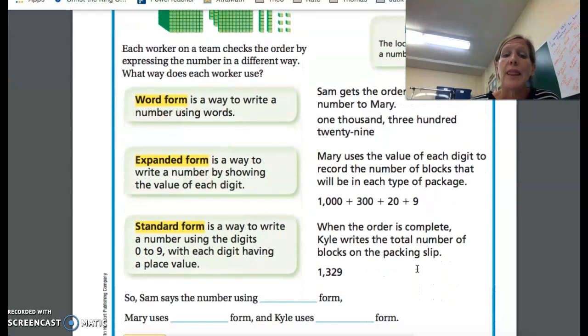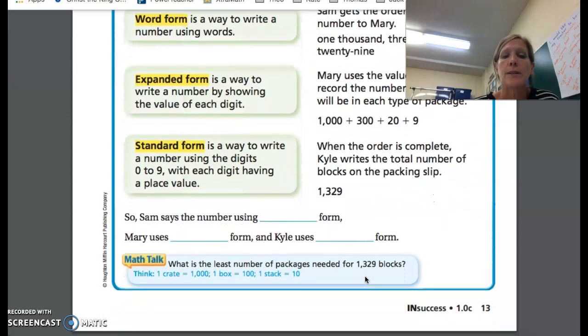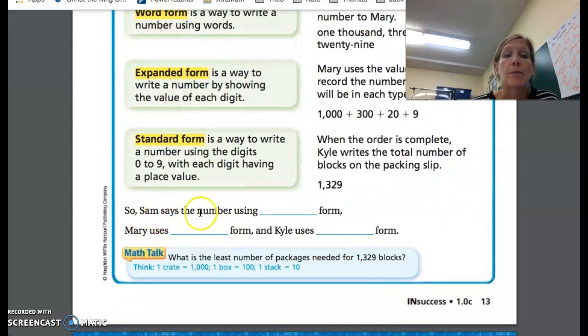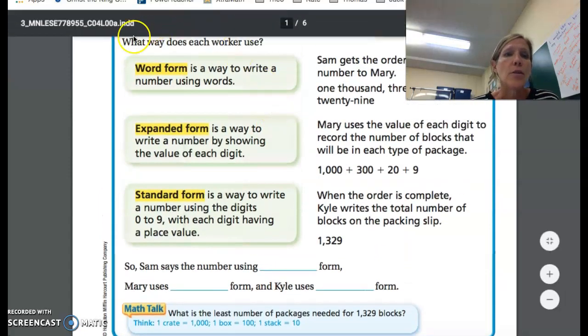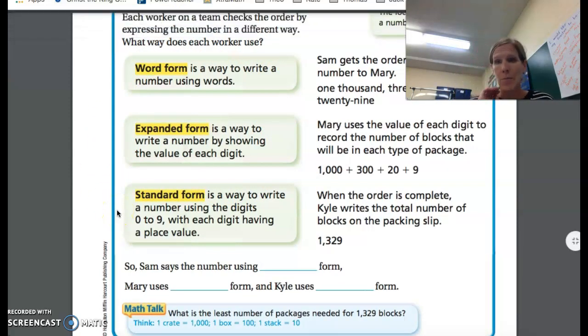Okay? When the order is complete, Kyle writes the total number of blocks on the packing slip. 1,329. So let's fill in this bottom. Sam says the number using word form. Mary uses expanded form, and Kyle uses standard form. Okay? These are the 3 ways that we just practiced writing any number.